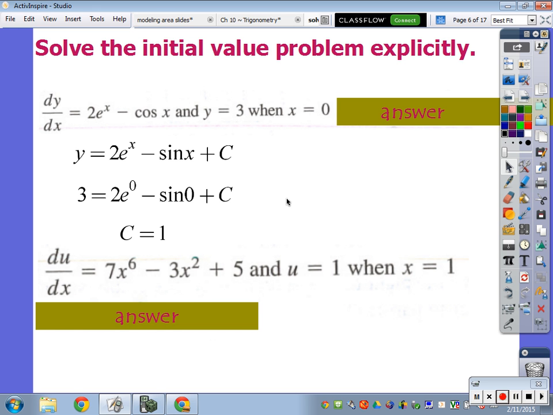So your answer will be your general solution, but with the c value plugged in. So it would look like that. y equals 2 times e to the x minus sine of x plus 1. And so that's how you would find a general solution and a particular solution when asked to solve a differential equation.